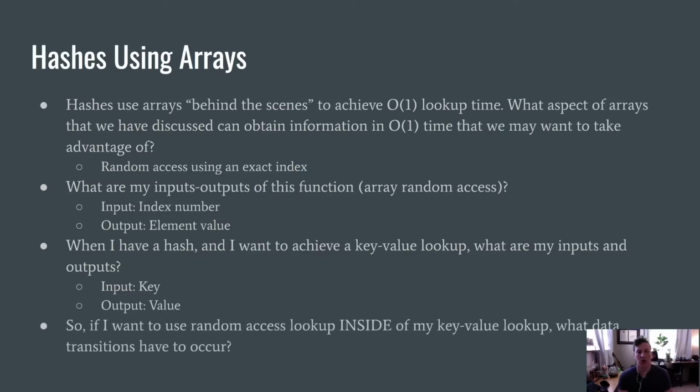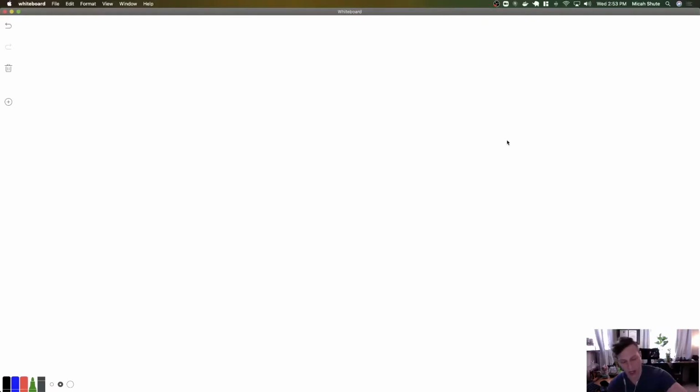All right, so if I want to use the random access lookup time of my array inside of the function that I use to achieve my key value lookup in my hash, what data transitions have to occur so that my inputs and outputs all work together? And let's actually draw this out. You can pause it and think about it on your own if you want. But let's draw it out and take a look at what this looks like visually. And I think it would help to give some intuition.